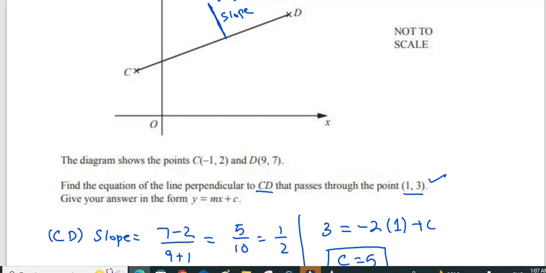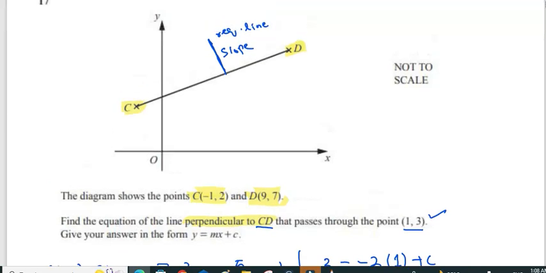Okay, let me read it for you. The diagram shows the points C and D. This is the coordinate of C, this is the coordinate of D. These are 2 points C and D, right? Find the equation of the line which is perpendicular to CD. From this diagram, I can simply say that it is interested in the equation of this line.